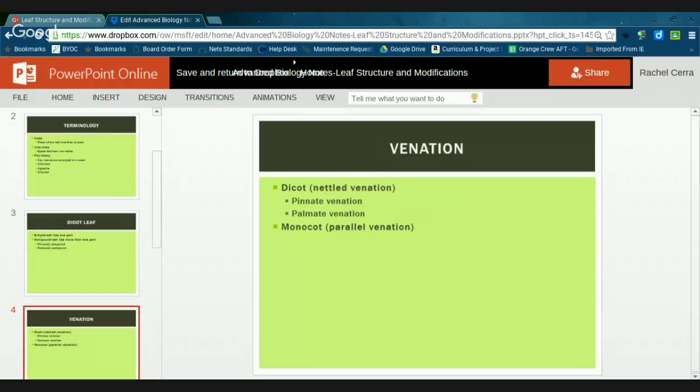So your monocot venation is the next part. When I see this, I think of grass. If you actually look really closely at the base of the grass, you can definitely see how the monocot leaf wraps around the stem with the sheath.